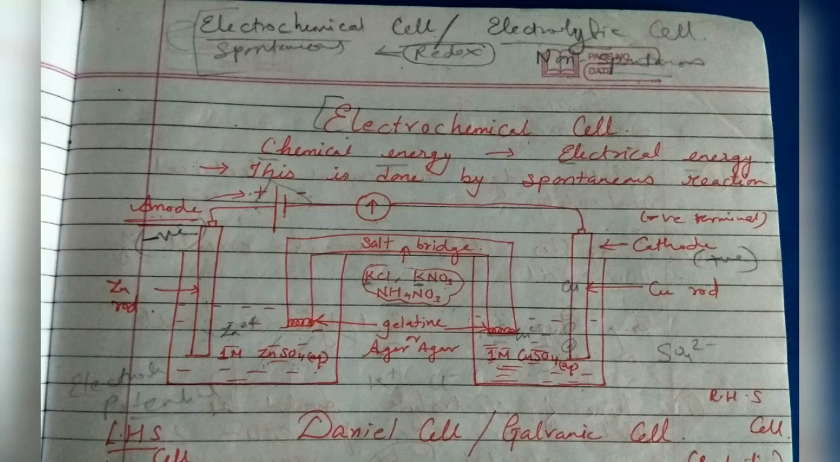So dear students, you are able to see there are two beakers in which two electrodes are there. In the first beaker, a zinc rod is there. In the second, the copper rod is there. In the first beaker, zinc sulfate solution is there. In the second, it is copper sulfate solution.